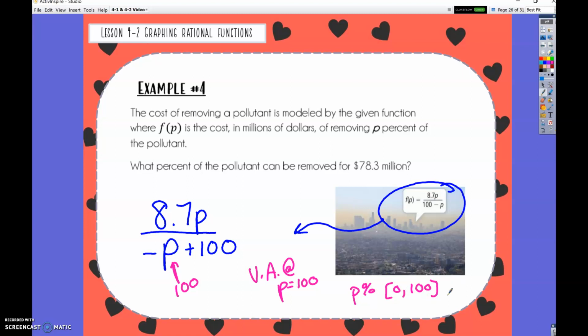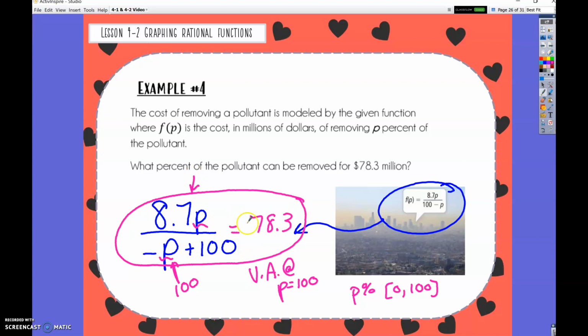But with this one, they want to know what percent can be removed. P is the percent, for 78.3 million. If you had something like this, you'd want to sketch this blue side of the graph. I'd do it on Desmos for now, and sketch this, or write y equals 78.3 and find where they meet. If you use that graph, they do meet on Desmos when p is approximately 90. So that would tell us about 90% could be removed for $78.3 million.